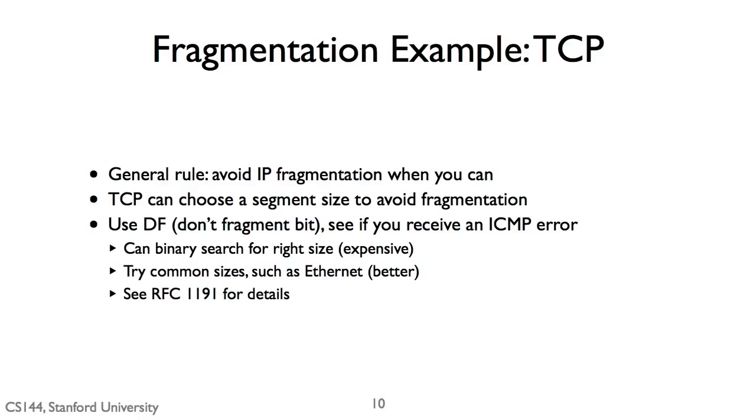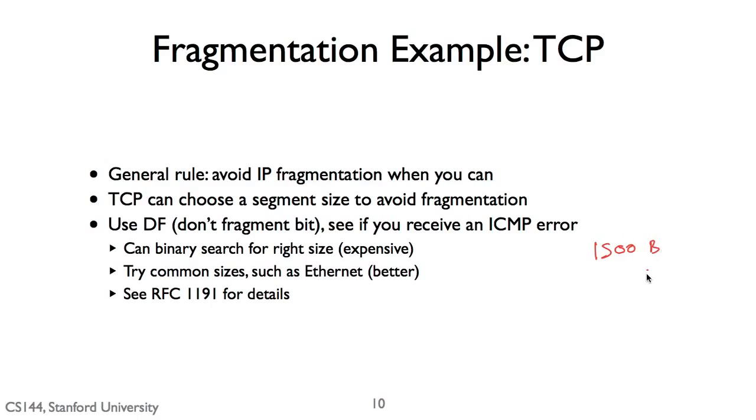One interesting approach that TCP sometimes uses is to choose a segment size to avoid fragmentation. Since TCP segments can be of any size that TCP wants, it tries to generate segments which will fit inside IP packets and not fragment on the path to the destination. The way you can do this is by setting the don't fragment bit. So say a TCP connection, when it opens up, can say, I'm going to try sending, let's just say, a standard Ethernet frame of 1500 bytes. I'm going to set the don't fragment bit.